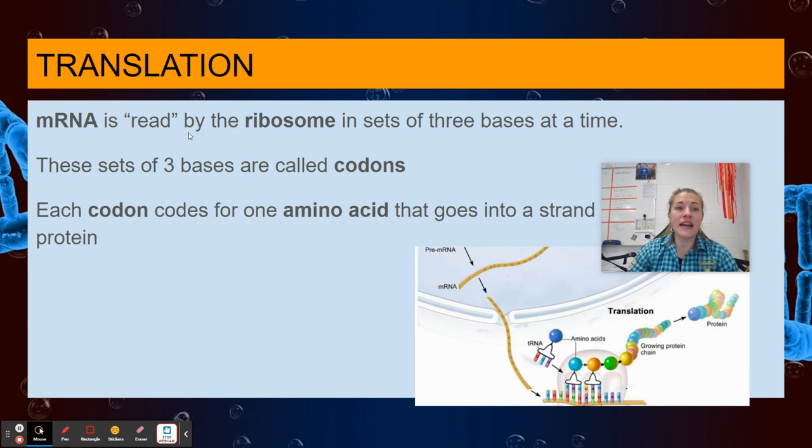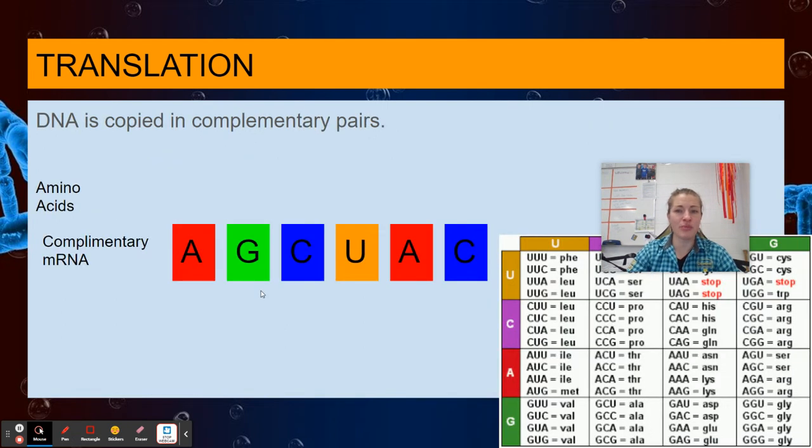So this RNA is read by a ribosome in sets of 3. So it's like a sentence of 3-letter words, like the cat ate the rat. Okay, so we read it in sets of 3. Each of these sets of 3 is called a codon, like a code, right? So it's a codon. And every single set of 3 codes for one amino acid in that growing string of protein.